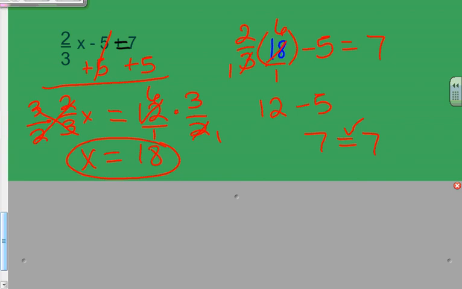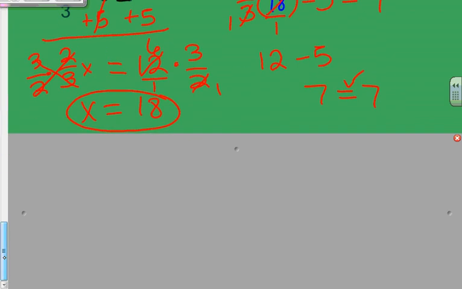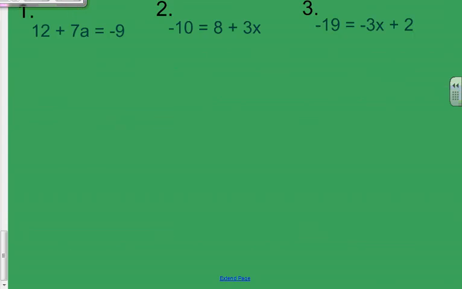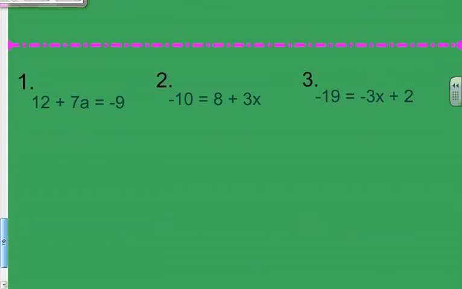Okay, now I'm going to give you 3 that I want you to have done and bring back to class. And they are right here. And I will see you in class.